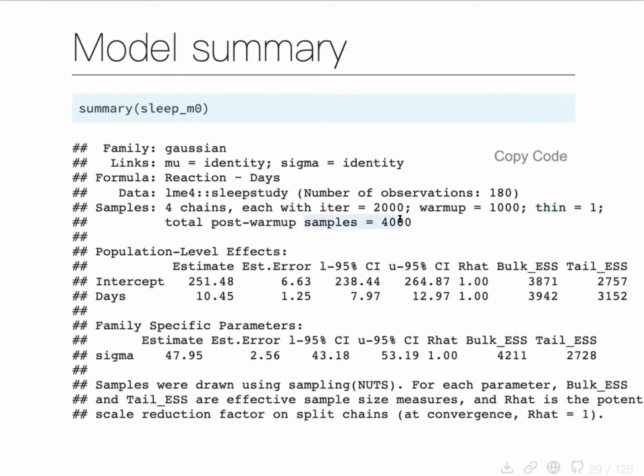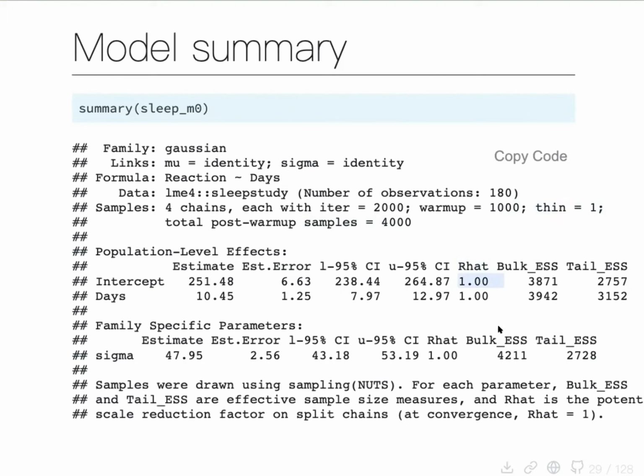So it says there's 4,000 total post warm-up samples. So that's what we're going to use for inference. When we're looking down here, the first thing that we'll want to look at is this R hat value, okay? And this is a measure of between chain mixing. So basically, you have 4 chains. Are those 4 chains all converging to the same basic solution, or are they in totally different spots? All right. And so R hat should be 1.0, okay, as it is here.